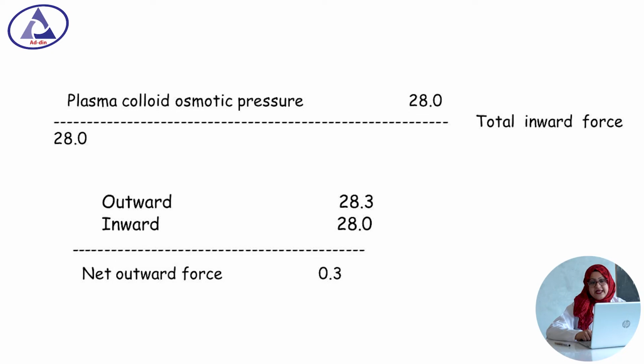The mean force tending to move fluid inward is exerted by the plasma colloidal osmotic pressure, which is about 28 millimeters of mercury. So, the total inward force is about 28 millimeters of mercury. Summating the mean forces, the total outward force is 28.3 millimeters of mercury and the inward force is 28 millimeters of mercury. So, the net outward force is about 0.3 millimeters of mercury.